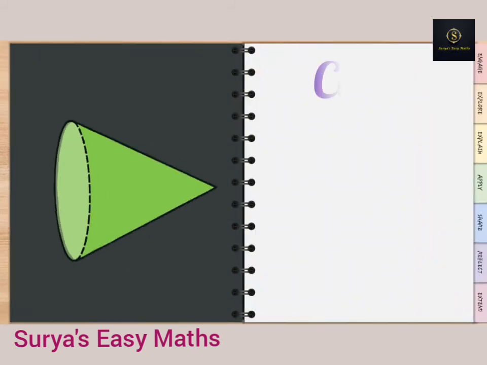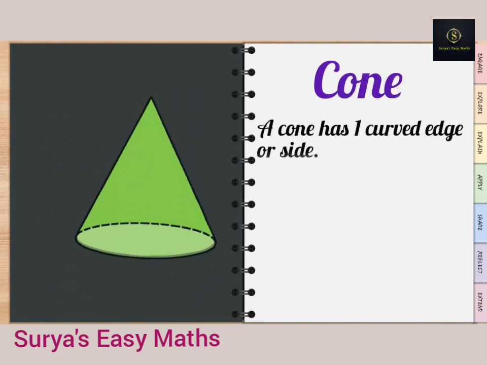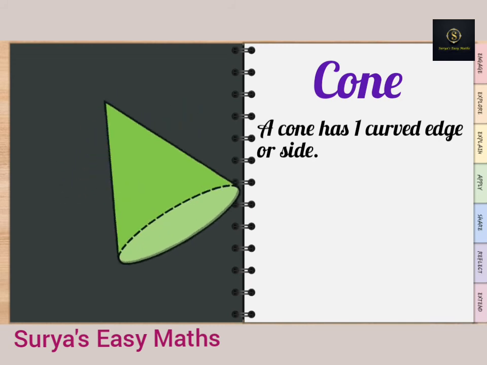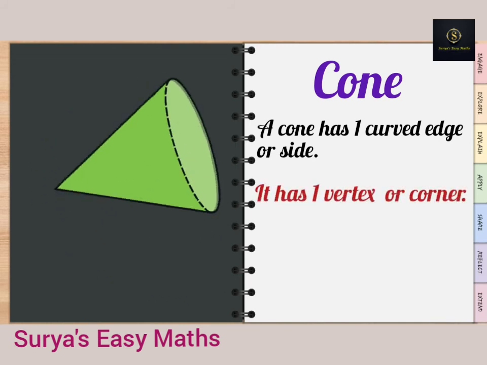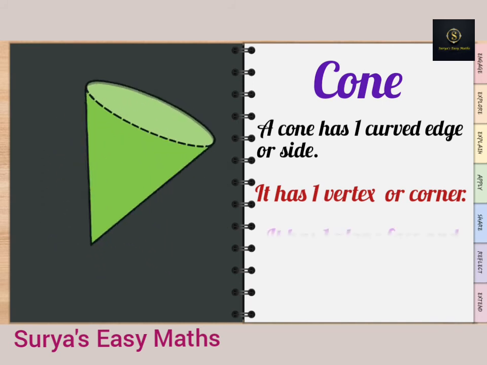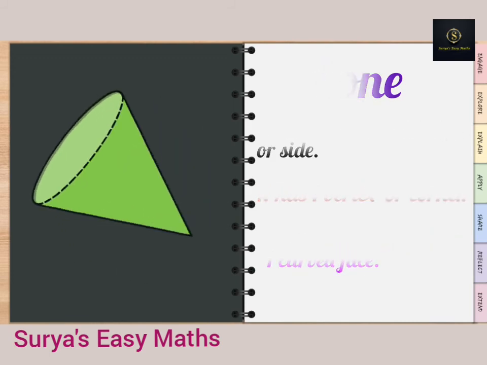So children, what we observed is that a cone has one curved edge or side, it has one vertex or corner, and it has one plain face and one curved face.